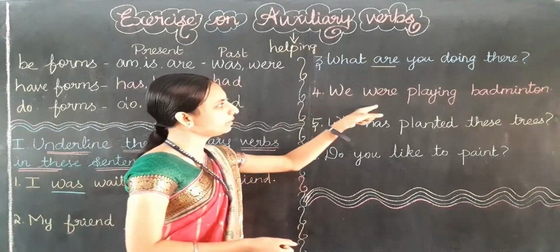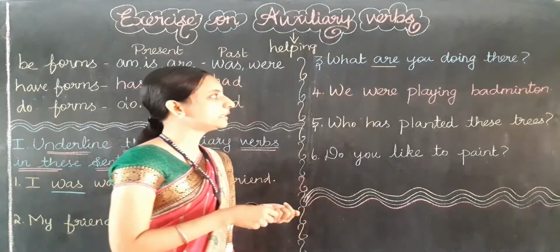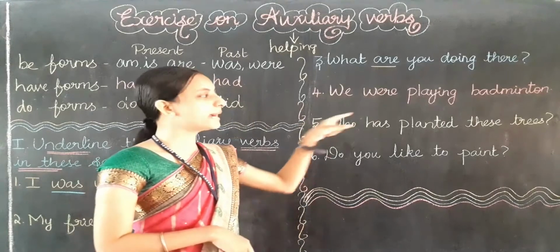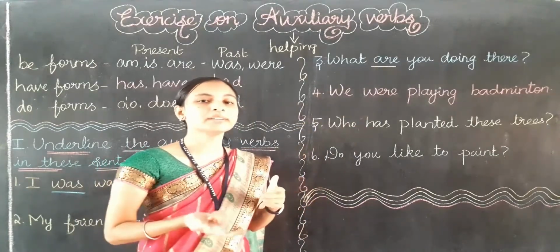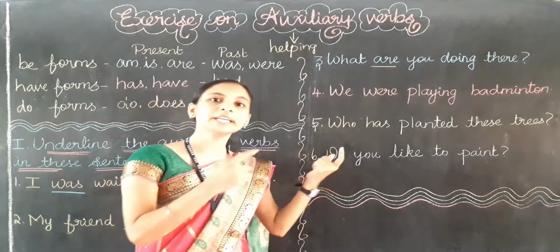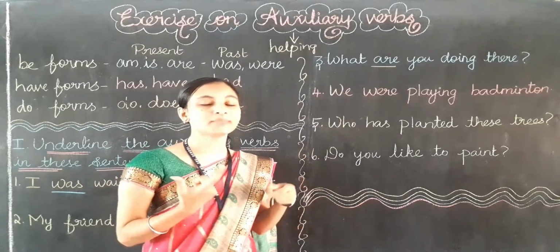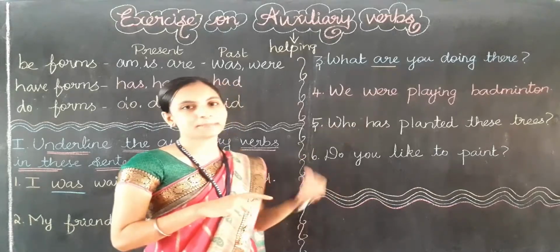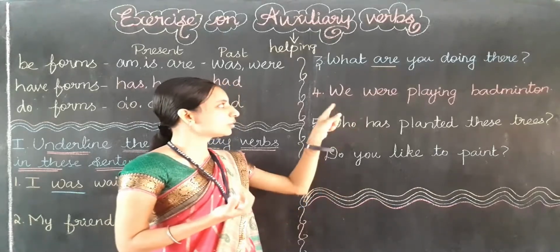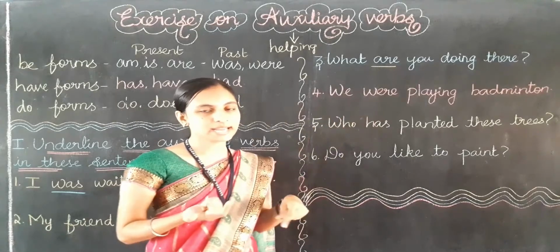We were playing badminton. So here it means what? நாங்க வந்து பேட்மிண்டன் விளையாடிட்டு இருந்தோம். ஓகே, நாங்க வந்து பேட்மிண்டன் விளையாடிட்டு இருந்தோம். ஓகேவா? So here were represents the past time only. So here were is an auxiliary verb.